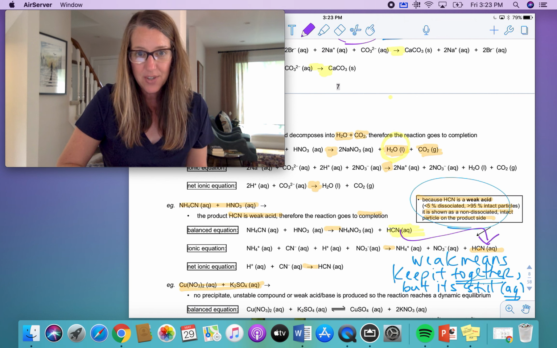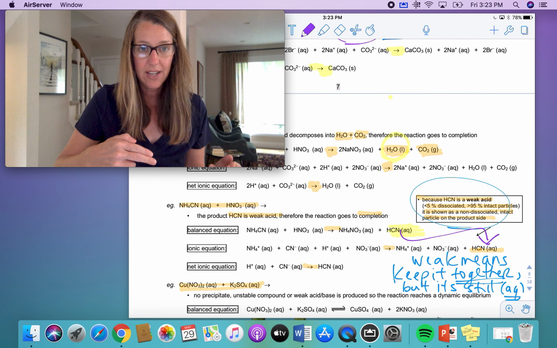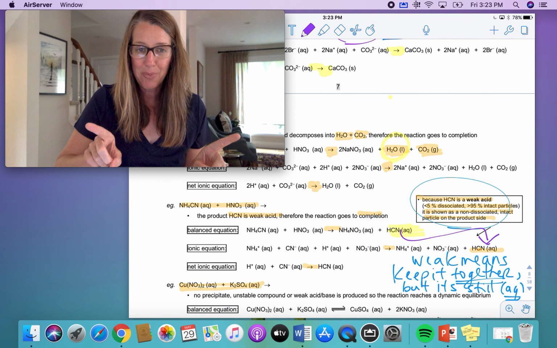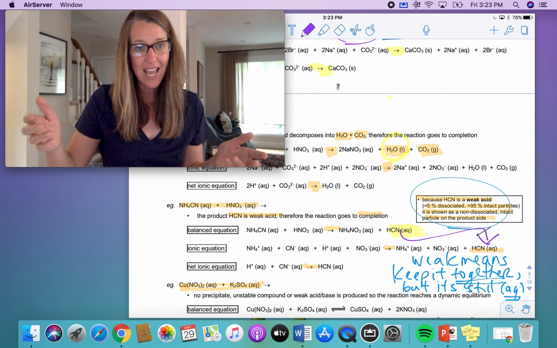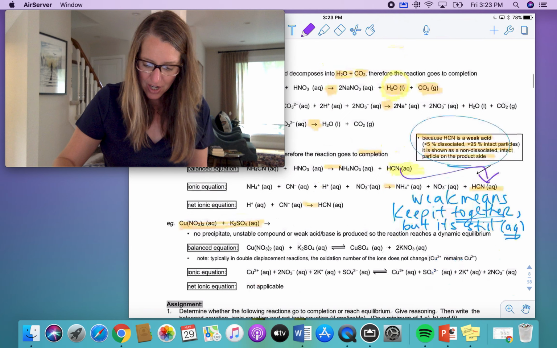If it's a weak acid or base, recognize it as weak. It's still aqueous, but do not break it up into its ions because in reality, hardly any of them do. Okay, do you get that? No, that's tricky. All right, next one.